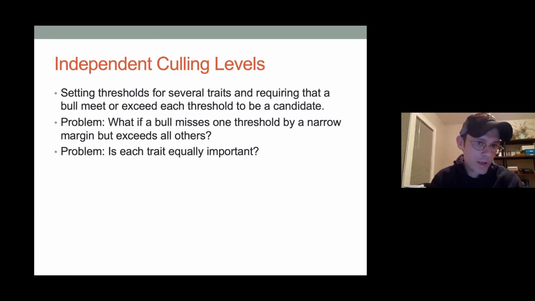Well, that's related to the second problem: is each trait equally important? The answer to the second question is no, they're not. And so that leads to the first problem: it kind of depends on what threshold the bull missed. So independent culling levels are inherently flawed because they don't take into account that traits impact profit in different ways, and they don't allow for superiority in one trait to begin to offset inferiority in other, perhaps less important traits.